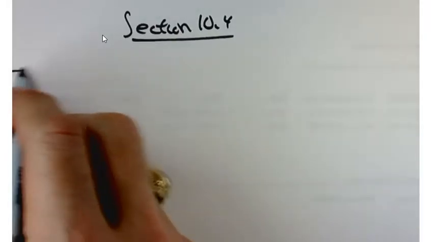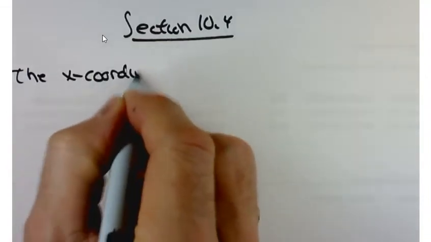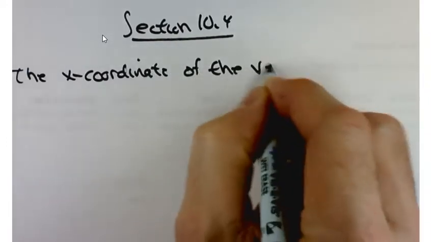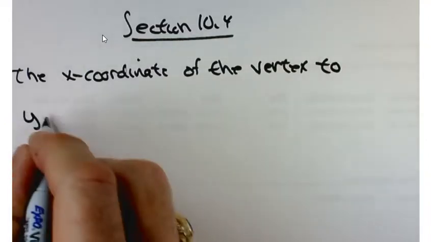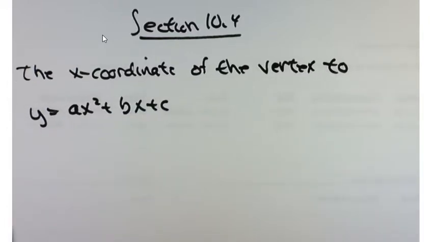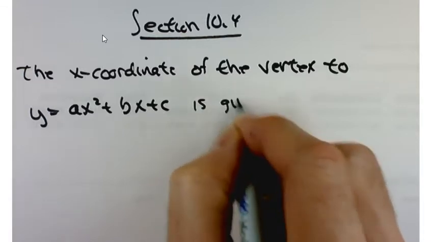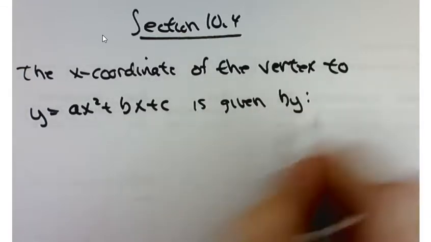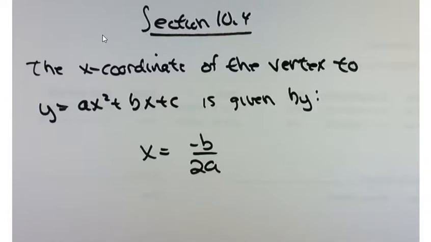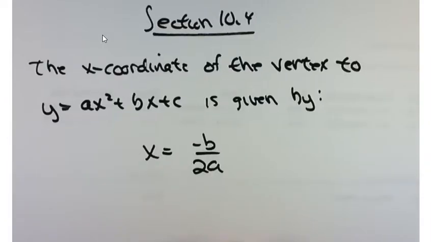So section 10.4. So I want to find the x-coordinate of the vertex to this parabola, y equals ax squared plus bx plus c. So the x-coordinate of that vertex is given by a little formula: x equals negative b over 2 times a. So if we find those coefficients of a and b and plug them into this little formula, then you'll have the x-coordinate of the vertex.